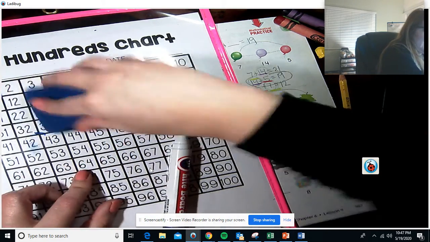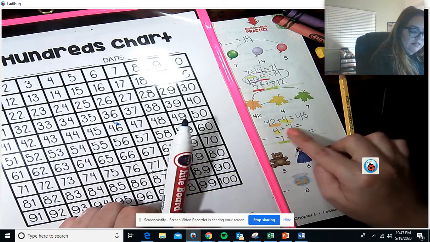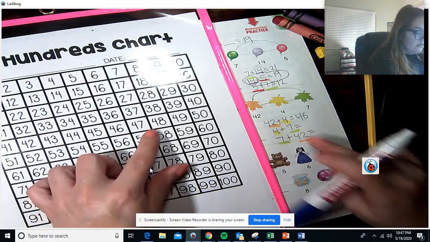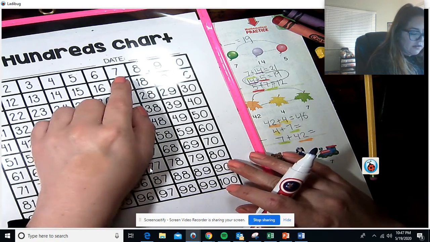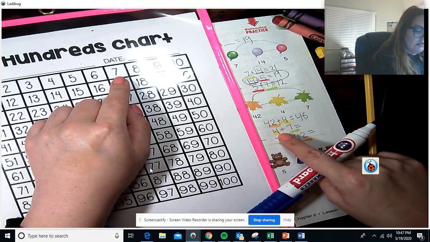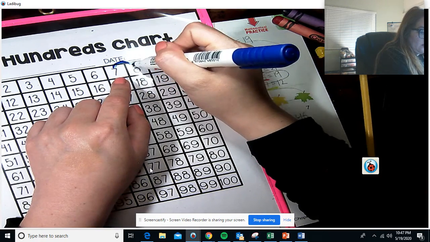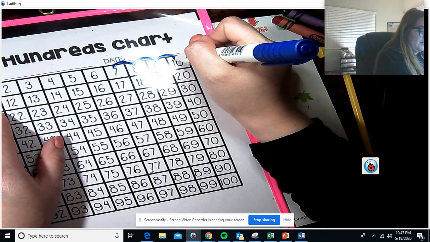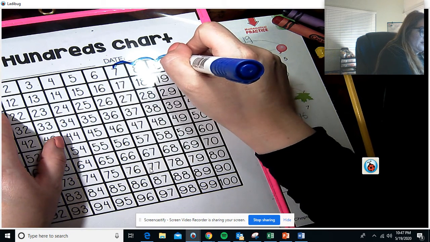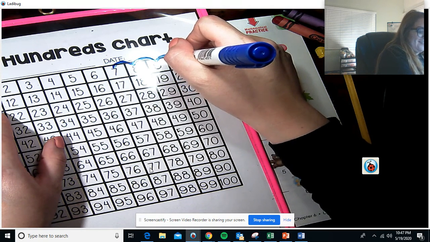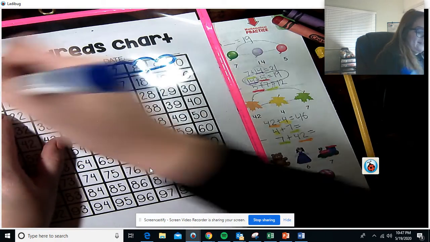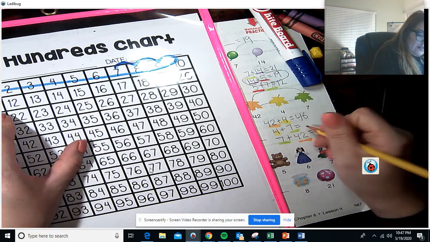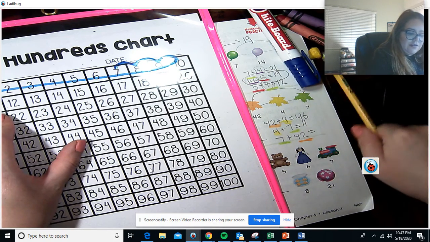Okay. My next one is 4 plus 7. I always want to start with a bigger number. It's easier that way. So 7 is bigger, so I'm going to start at 7, and I'm going to make 4 jumps. 1, 2, 3, and then I have to jump all the way over here. It's going to be a weird jump. 4. So that is 11. 4 plus 7 is 11.